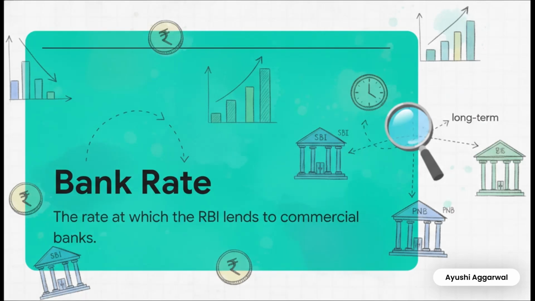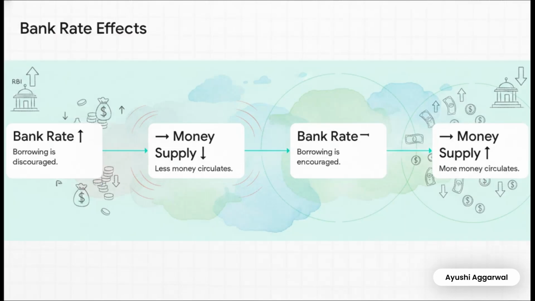First up, we have a real classic, the bank rate. So what is it? It's simply the long-term interest rate that the RBI charges when it lends money to commercial banks, like SBI or PNB. Now, here's the exam trick, the simple cause and effect logic you need to know. Just think it through. If the RBI increases the bank rate, what happens?